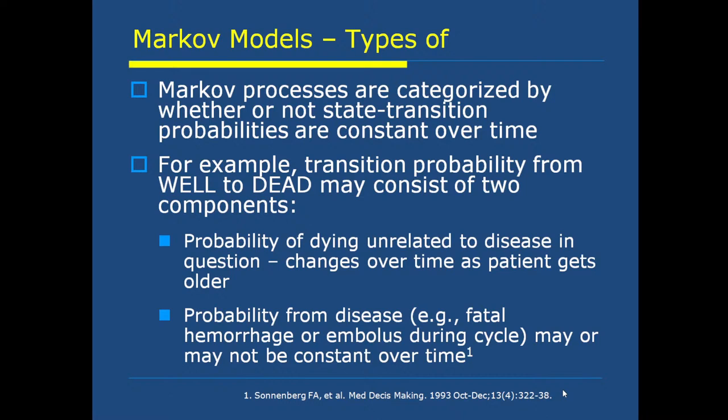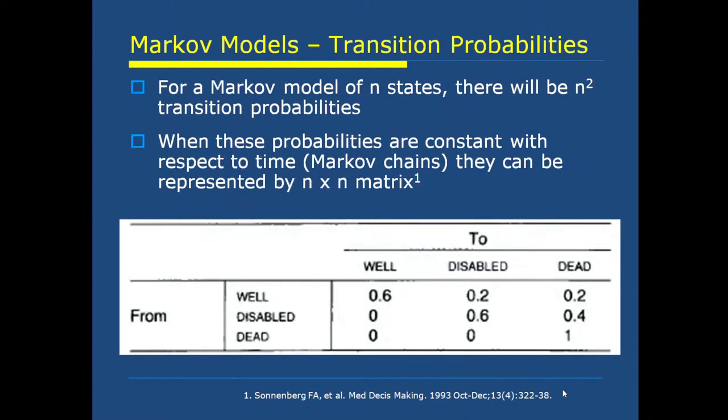Part of hemorrhage or embolus during cycle may or may not be constant over time. For a Markov model of n states, there will be n power 2 transition probabilities. When these probabilities are constant with respect to time, it is called a Markov chain. They can be represented by an n matrix.